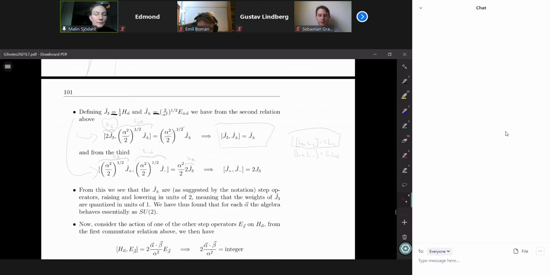So from this we have seen that j hat plus minus, as suggested by the notation, are step operators. They raise or lower in units of 2. So if I take what I had for SU2 and rescale, I have that this j phi hat is quantized in units of 1. But the point is that essentially we have an SU2 algebra.